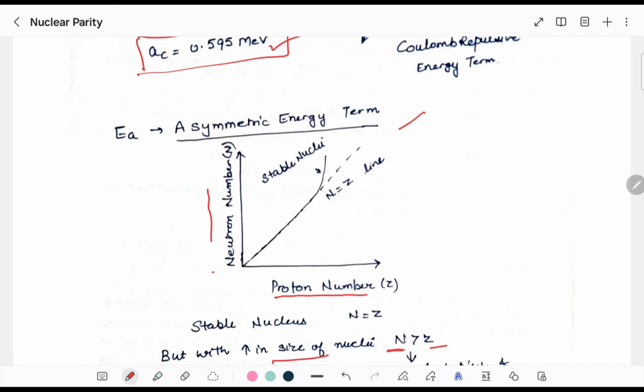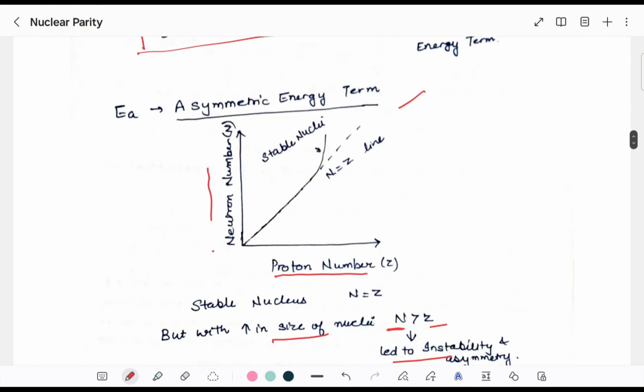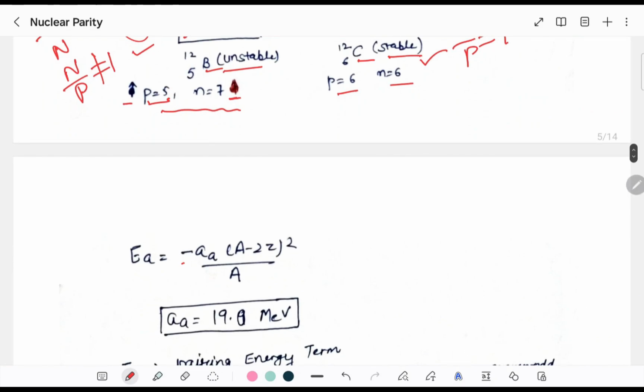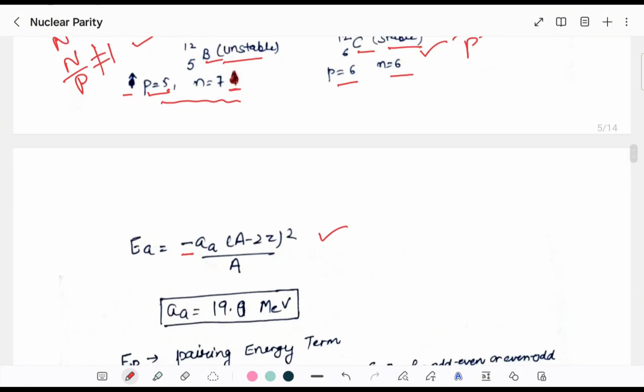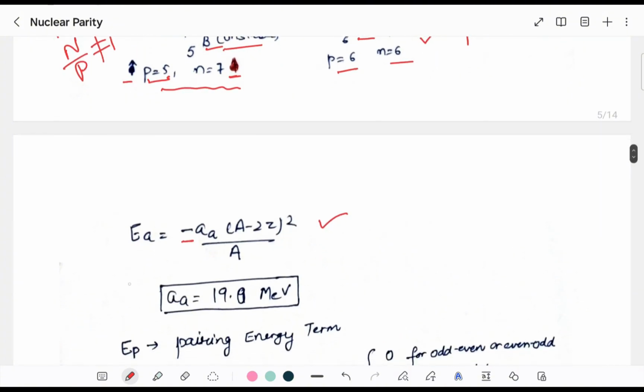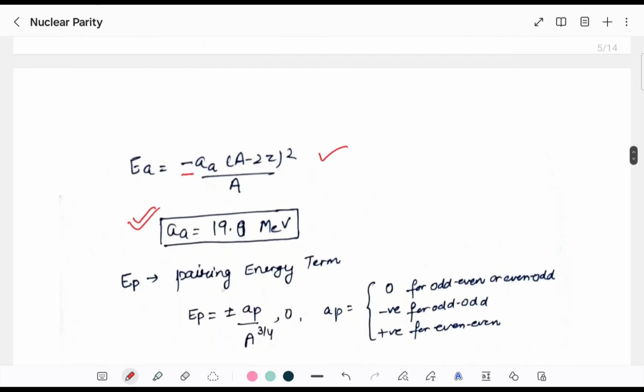So this factor will reduce the binding energy of the nuclei in the higher atomic number. So the negative sign is added here, and it is due to the number of neutrons increasing, so we will add the factor minus A into (A minus 2Z) whole square upon A. This factor we also must keep in our mind. Sometimes the examiner may ask you a question about the asymmetry energy term, and the value of AA we must also remember, which is 19.0 MeV. The last term that is contributing is the pairing energy term.